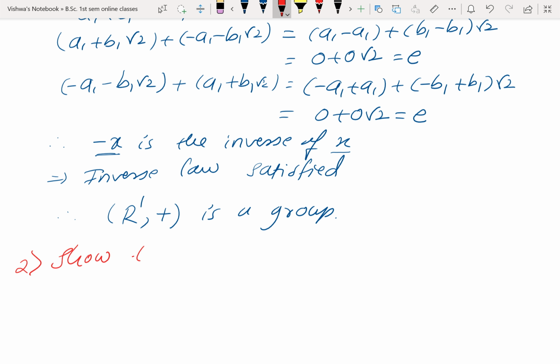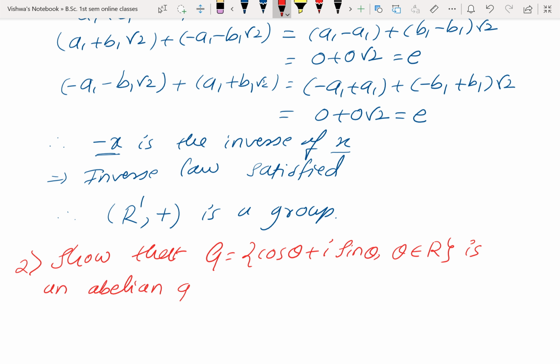Show that G is equal to cos theta plus I sin theta, where theta belongs to the set of real numbers, is an abelian group under multiplication. So here we need to prove that the given set G is equal to cos theta plus I sin theta, where theta belongs to R, is an abelian group under multiplication.